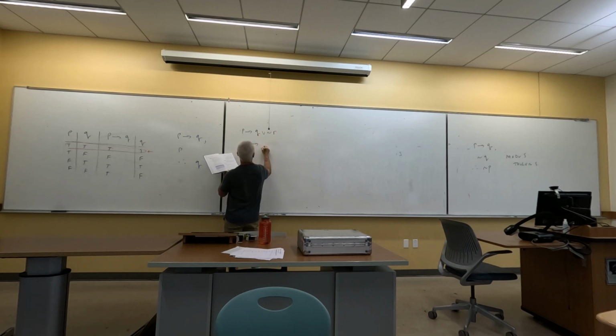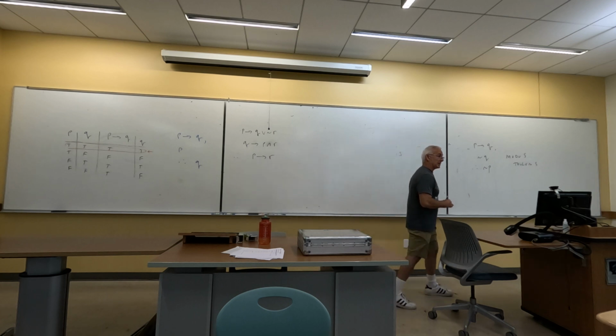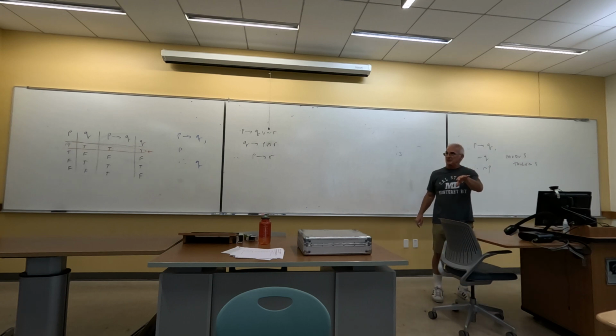Q implies P and R. Oops, P and R. Therefore, P implies R. Now, I'm not giving you actual statements. I'm saying P, Q, and R represent statements. The reason I don't want to give you exact statements is that then we start thinking about the statements themselves, whether they're true or false. Again, we said that's not relevant.